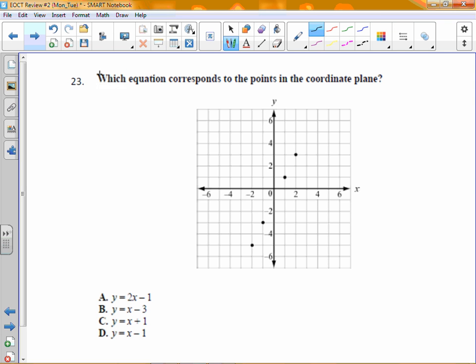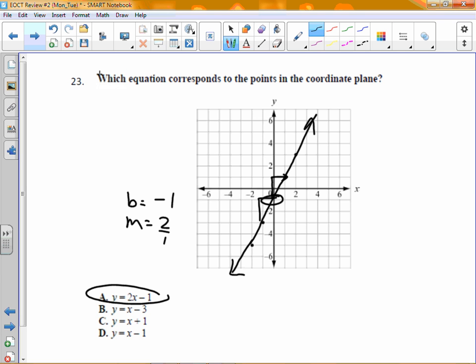Here's a problem. Just looking at this, when I draw my line in here, I notice it has a y-intercept of negative 1. It has a slope of up 2 and over 1, up 2 and over 1. So the one of these equations that has a slope of 2 and a y-intercept of negative 1 is A.